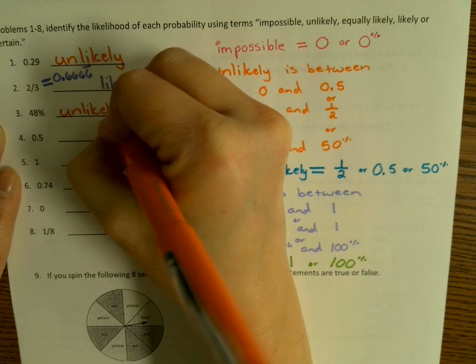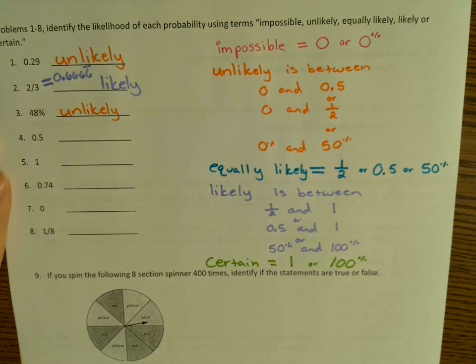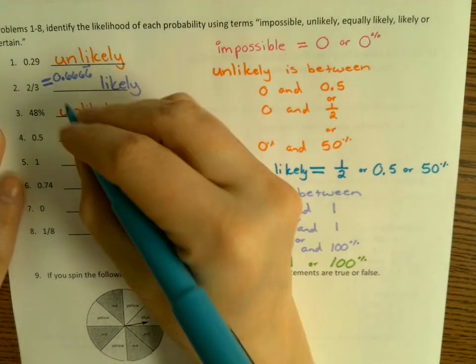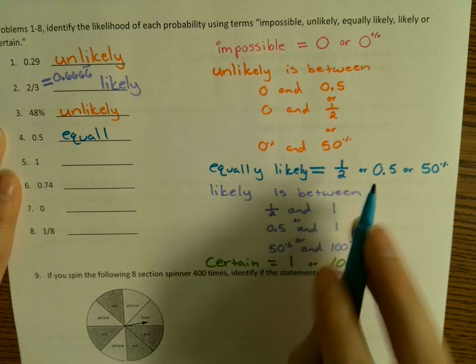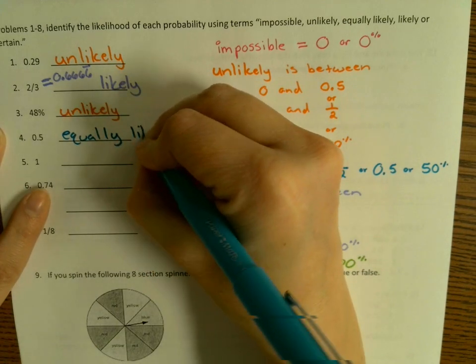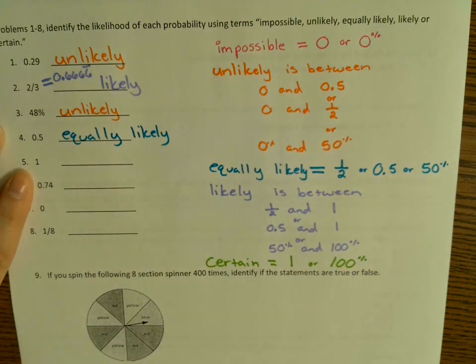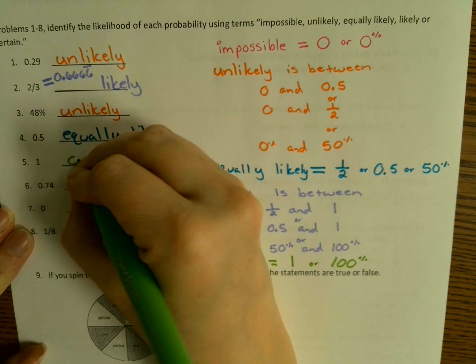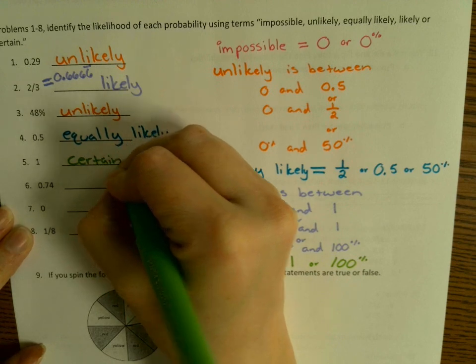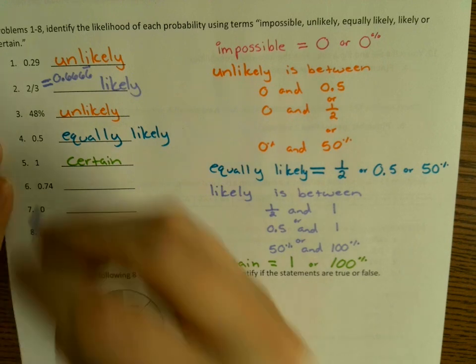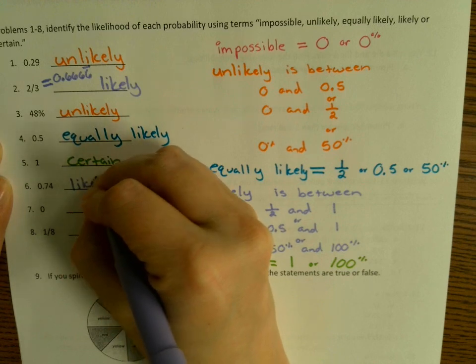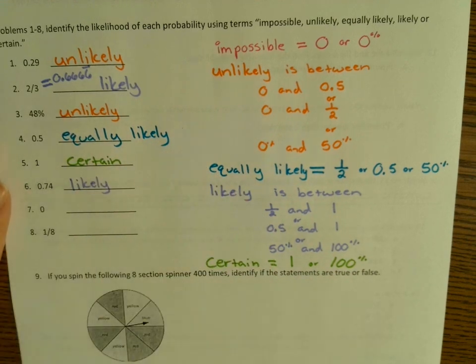What about 0.5? Equally likely. Right? It's 0.5. That's an exact value. It is equally likely. What about one whole? Certain. It's exactly one whole. And certain is exactly one or 100%. What about 0.74? Likely. Very good. Greater than 0.5, but less than one whole. What about zero? Impossible.